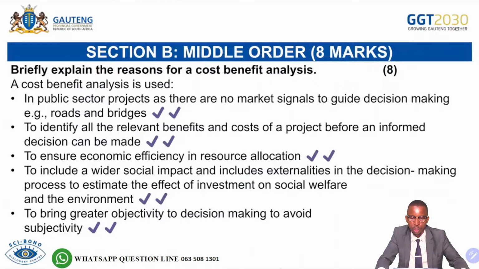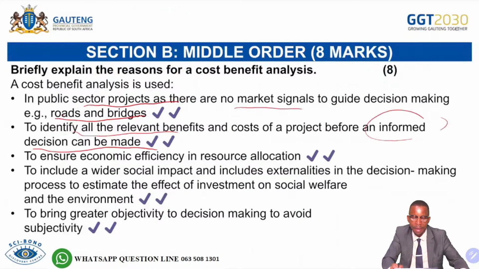Briefly explain reasons for the cost-benefit analysis. CBA is used in public sector projects as there are no market signals to guide decision-making, such as construction of roads and bridges, to identify the level of benefits and costs of the project before informed decisions are made. To ensure economic efficiency in resource allocation, include a wider social impact and externalities under environmental effects in the decision-making process to estimate the effect of investment on social welfare as well as the environment, to bring greater objectivity to decision-making to avoid subjectivity.